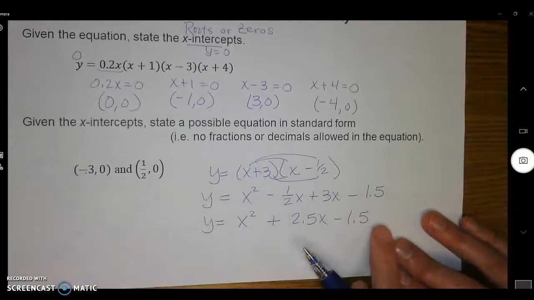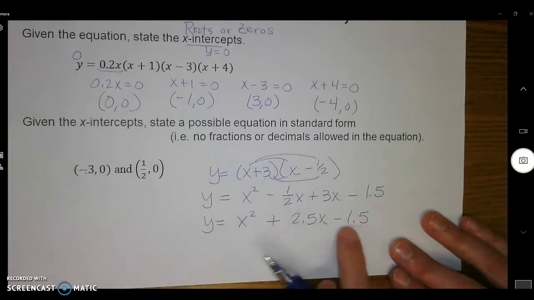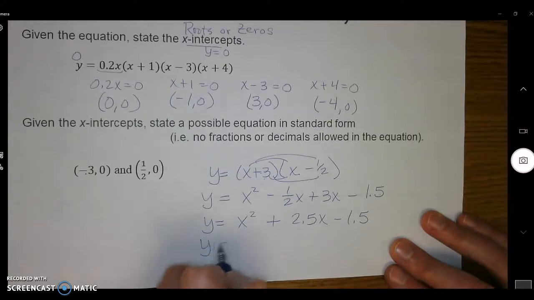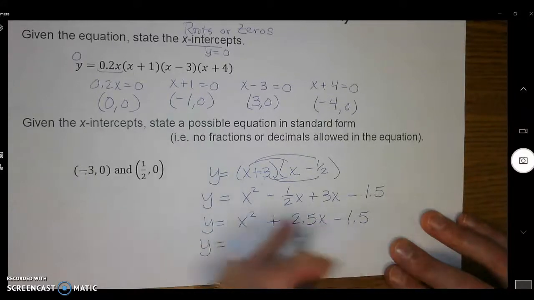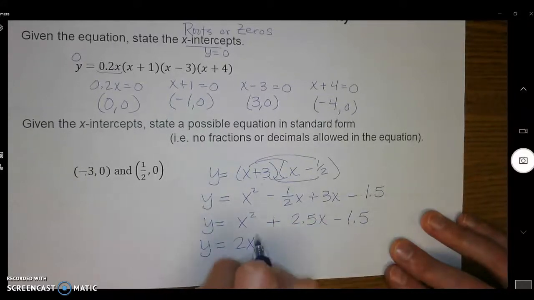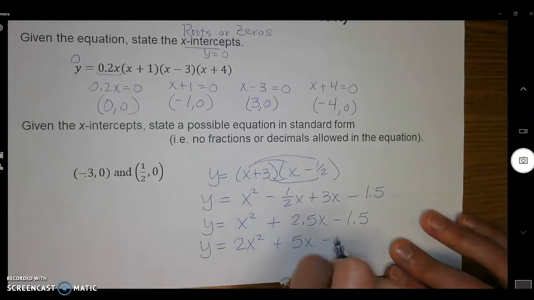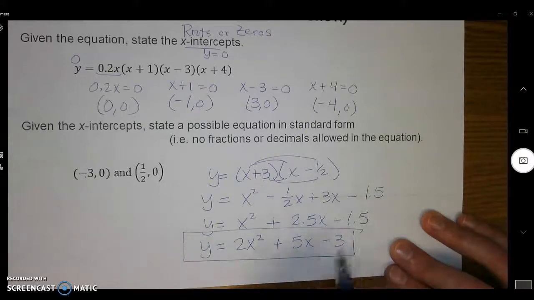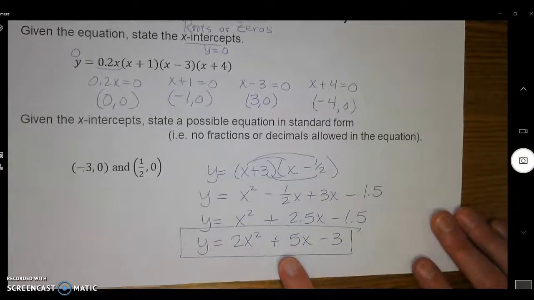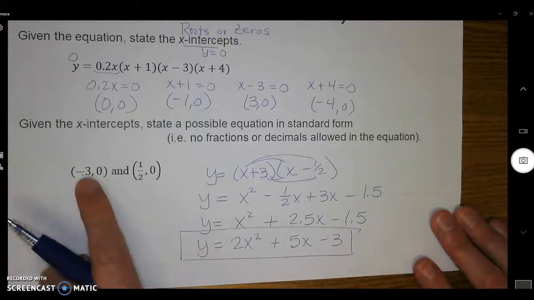And now finally I need to get rid of the decimals. So I'm going to double everybody. So y equals, and I'm doubling everybody on the x's here, 2x squared plus 5x minus 3. So this is an equation in standard form that has these two x-intercepts.